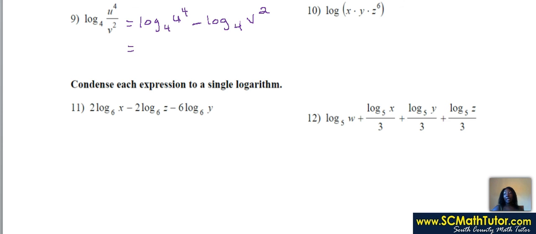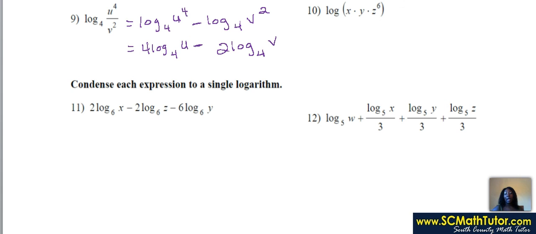And exponents, when we expand, become coefficients. So we're doing it one at a time. So this will be 4 log base 4 of u minus 2 log base 4 of v.